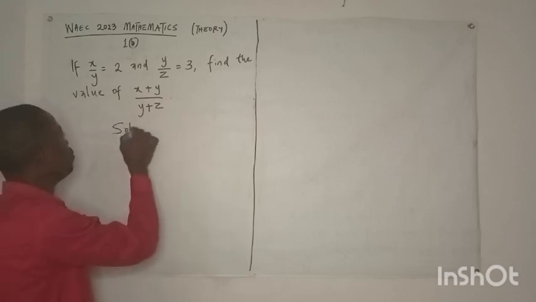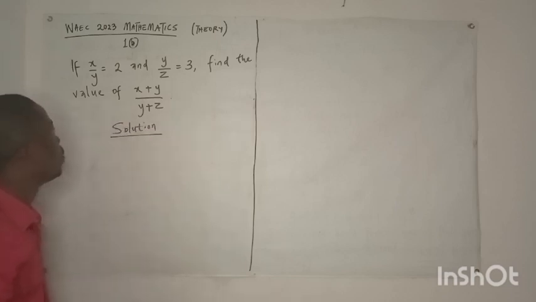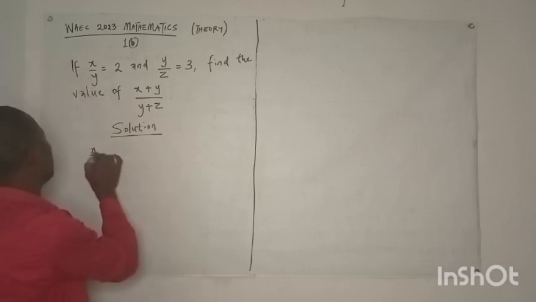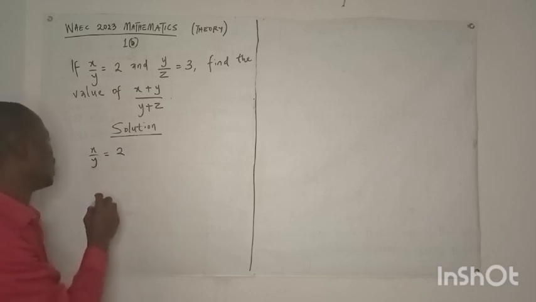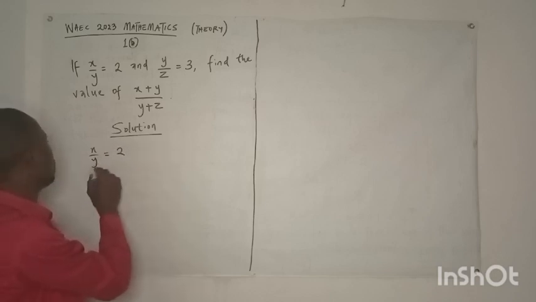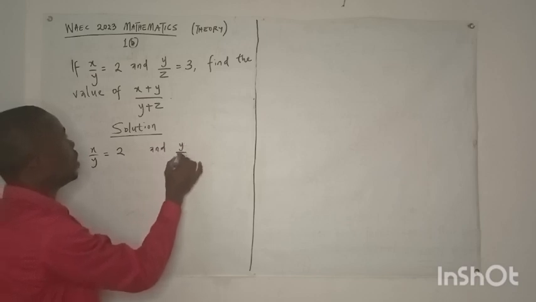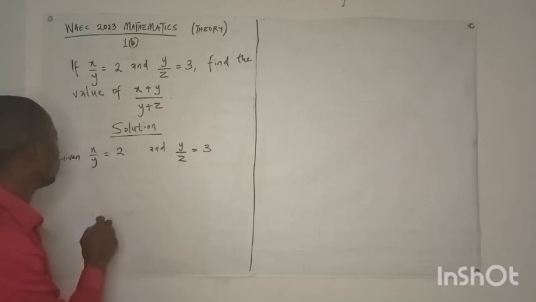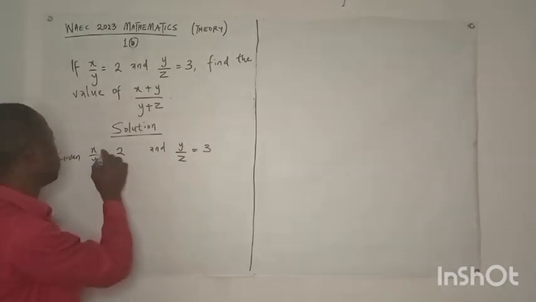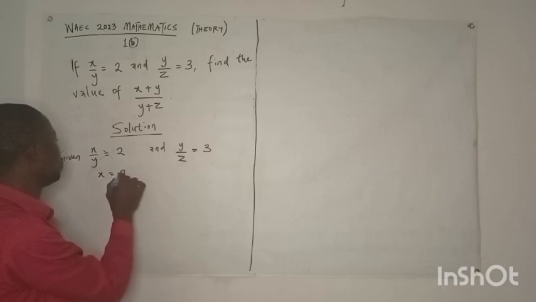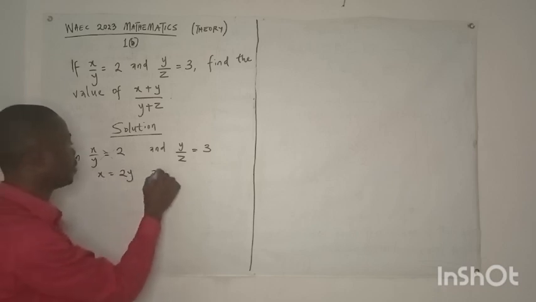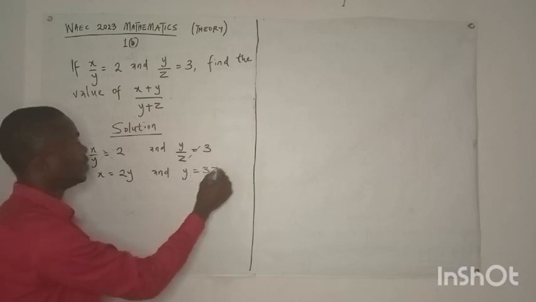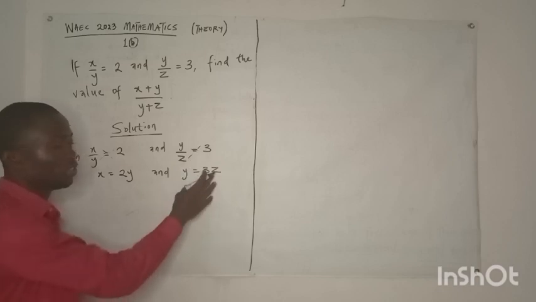So as usual, we begin with our solution, and we have been given that x over y is equal to 2, and y over z is equal to 3. Now we can cross multiply. If we cross multiply, we'll have x is equal to 2y, and if we cross multiply here also, we'll have that y is equal to z times 3, which gives us 3z.